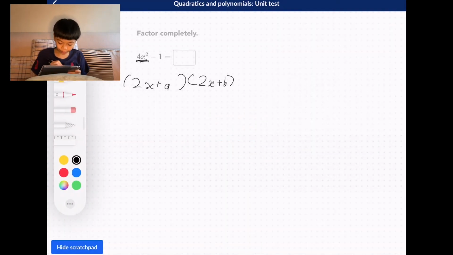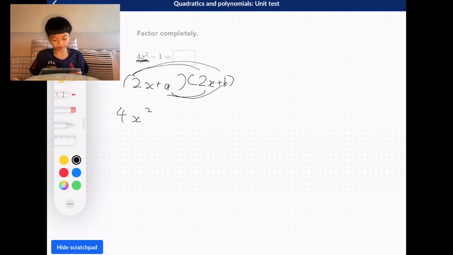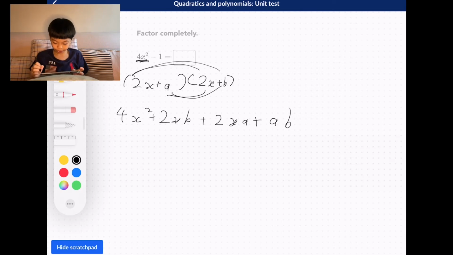So 2x times 2x, 4x squared. I'm sure you should be used to the formula right now. 4x squared, 2xb. Oh wait, make sure to write the plus or minus sign in between. So 2xb plus a times 2x, 2xa plus ab, because a times b, ab. So that right there should give us some clues. ab equals minus 1.